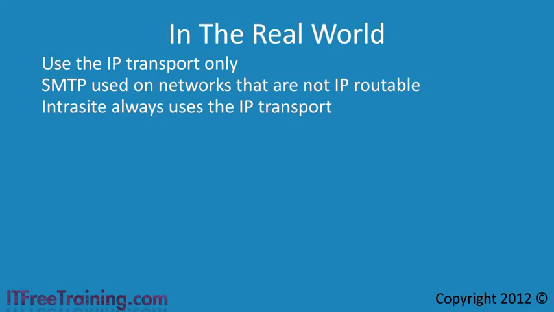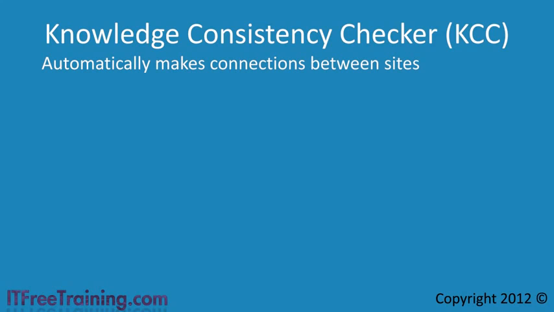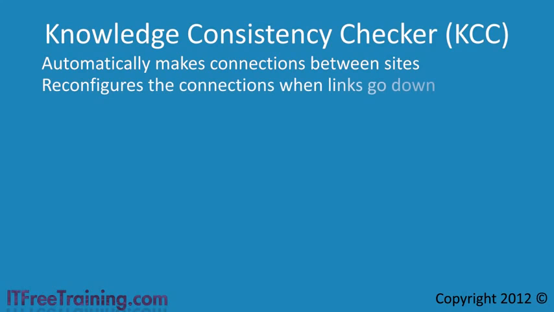Domain controllers in the same site are always replicated using the IP transport. The last thing I want to cover before I look at how to configure replication in Windows Server 2008 is the Knowledge Consistency Checker, or KCC. Once you configure your site and site links, the Knowledge Consistency Checker will automatically make connections between the sites for you. If a network goes down between two sites, the KCC will automatically reconfigure the connections between the sites to ensure that Active Directory replication will happen.